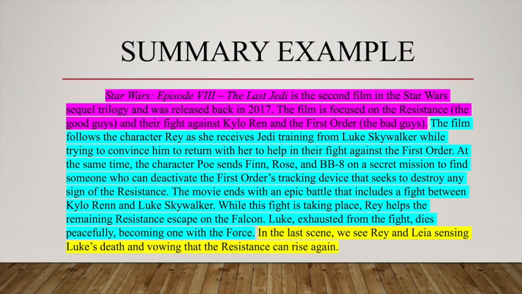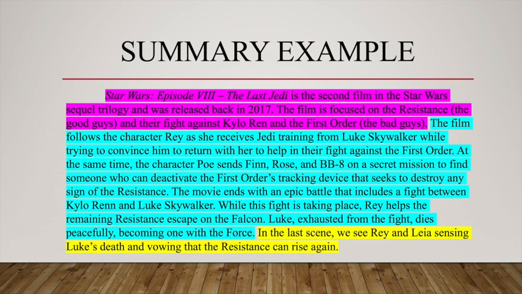This is going to walk us through just those main things that happened in the film. The film follows the character Rey as she receives Jedi training from Luke Skywalker while trying to convince him to return with her to help in the fight against the First Order. That's one of the major pieces of that film. At the same time, the character Poe sends Finn, Rose, and BB-8 on a secret mission to find someone who can deactivate the First Order's tracking device that seeks to destroy any sign of the Resistance.